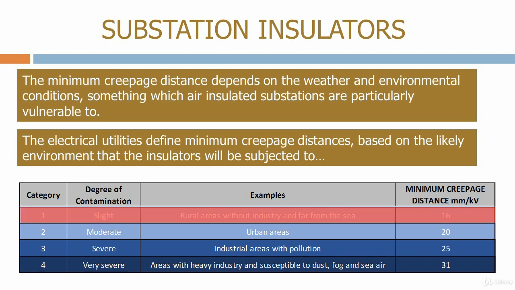Category 1, where we have slight contamination, will have a minimum creepage distance of 16 mm per kilovolt. The highest category, Category 4, is in areas with heavy industry, where we're susceptible to dust, fog, and sea air. In this condition, the minimum creepage distance is double the Category 1 distance, and is 31 mm per kilovolt.